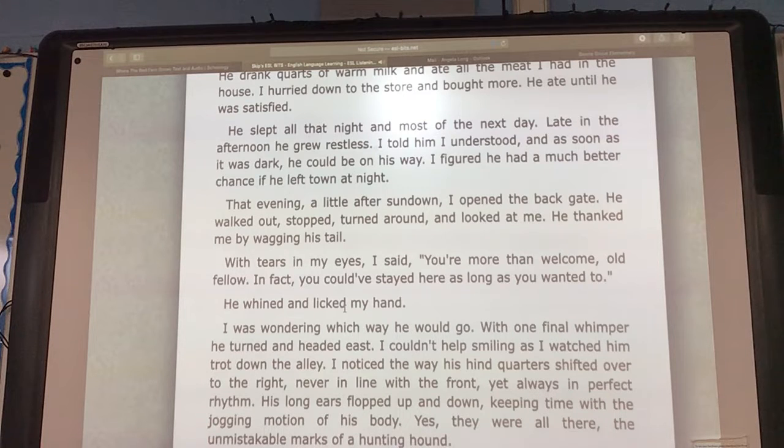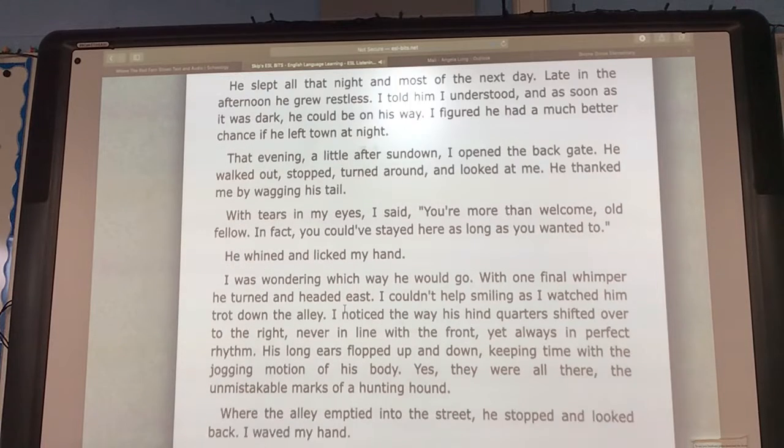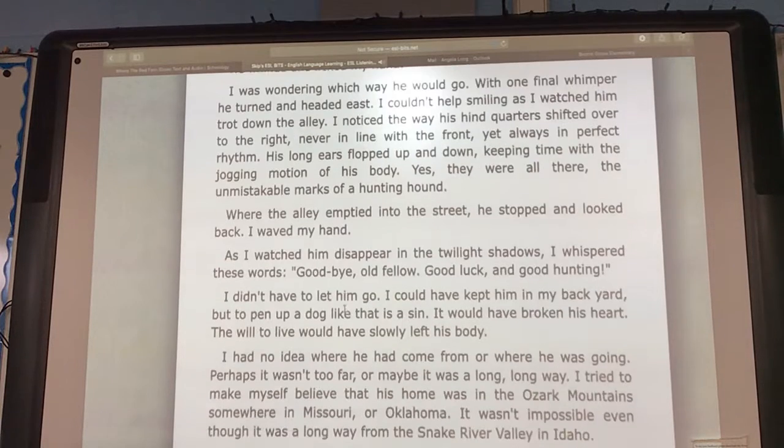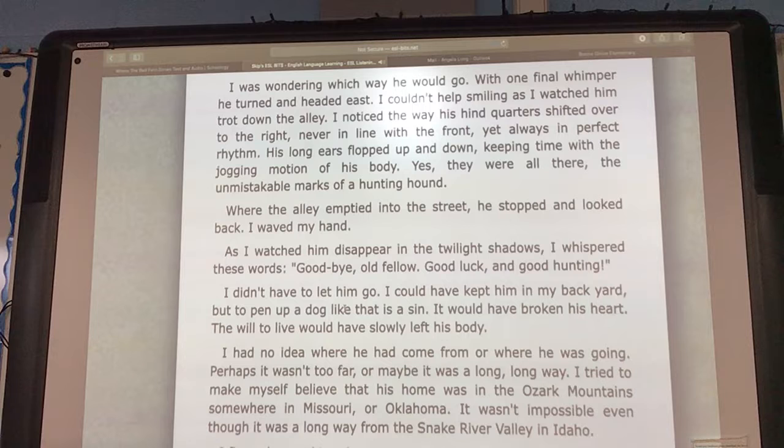That evening, a little after sundown, I opened the back gate. He walked out, stopped, turned around, and looked at me. He thanked me by wagging his tail. With tears in my eyes, I said, "You're more than welcome, old fellow. In fact, you could have stayed here as long as you wanted to." He whined and licked my hand. I was wondering which way he would go. With one final whimper, he turned and headed east. I couldn't help smiling as I watched him trot down the alley.